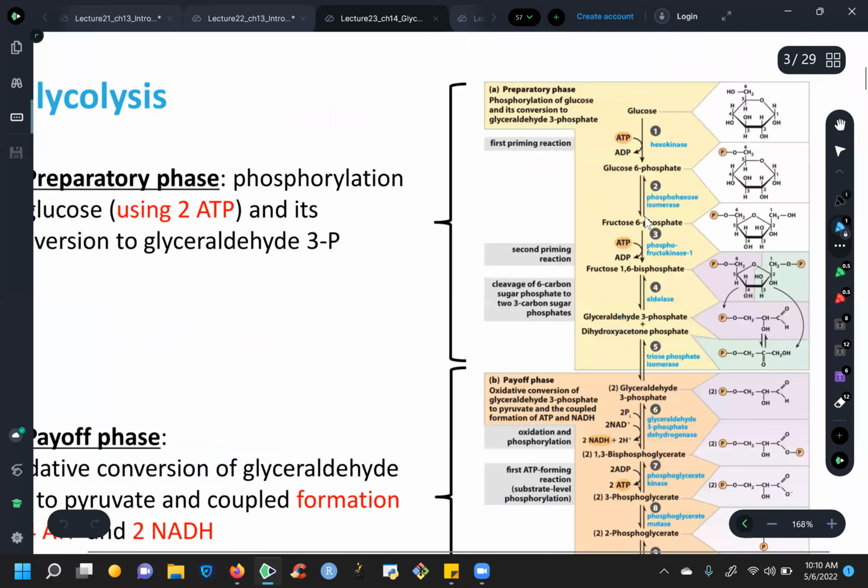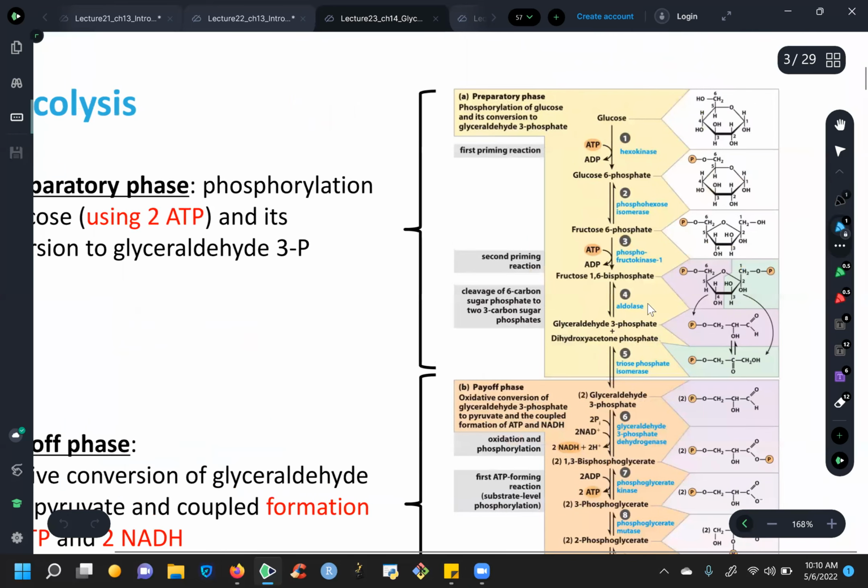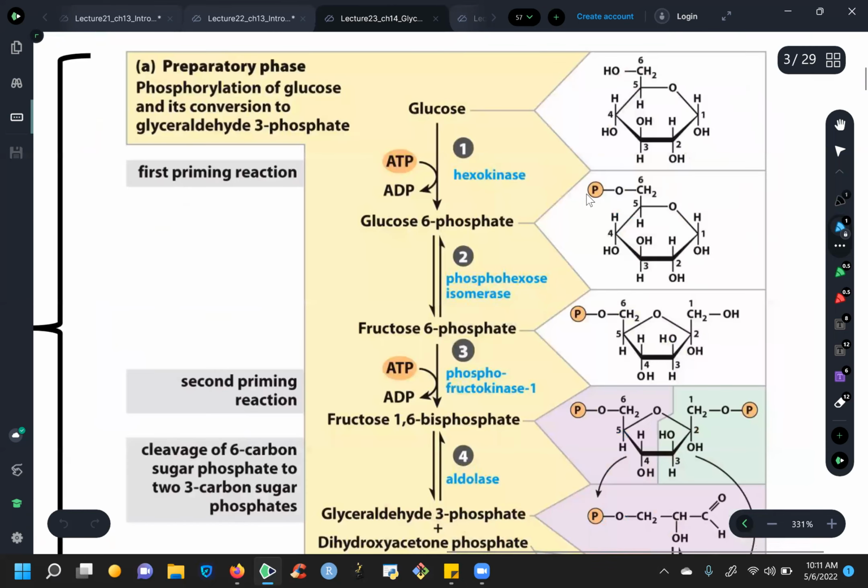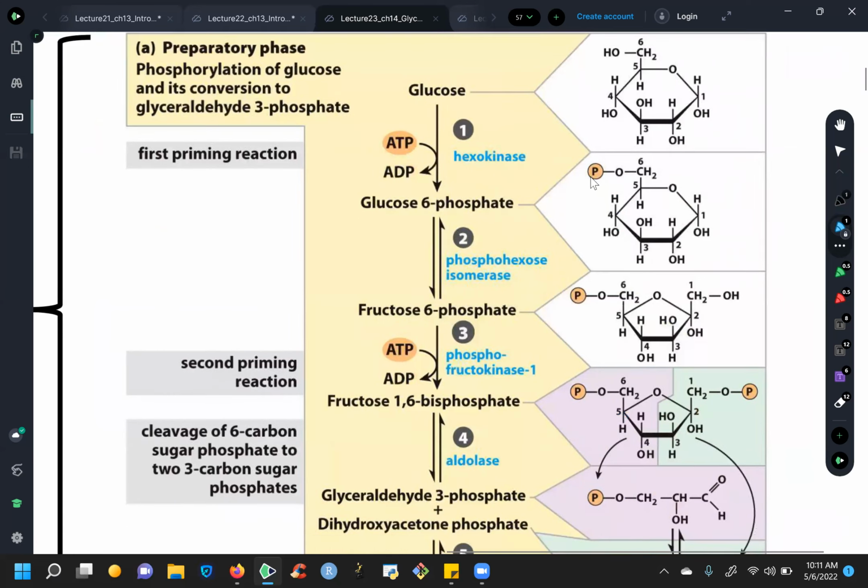So yeah, here's the preparatory phase, the first 5 steps. So we start off with glucose, a 6 carbon molecule, and then you end up with glucose 6-phosphate. That's because hexokinase just added the phosphate to carbon number 6. Where did hexokinase get that phosphate from? If you look on the left, you can see that it got it from ATP, because ATP has now turned into ADP. Okay, so that's reaction 1, hexokinase. It just added that phosphate group to glucose at carbon number 6.